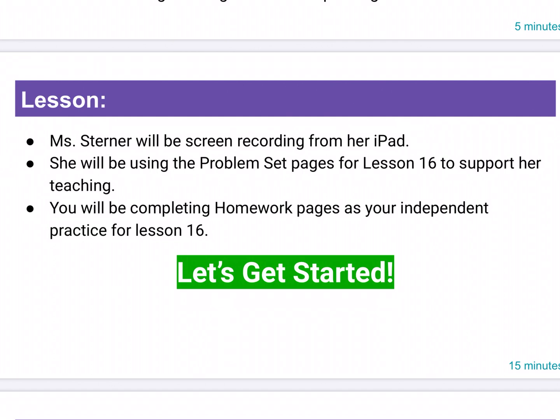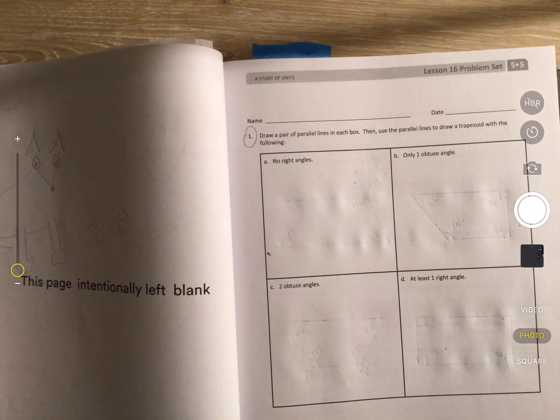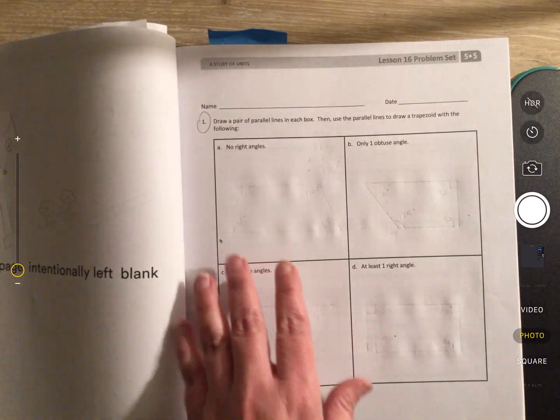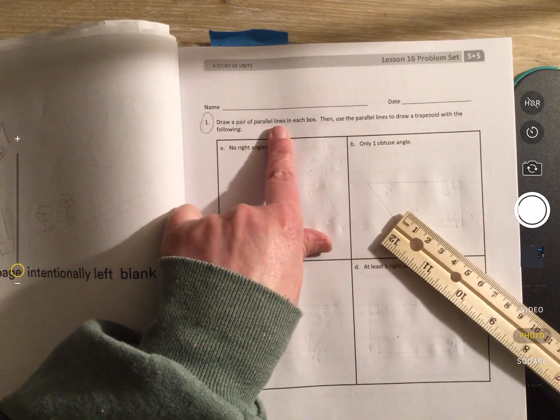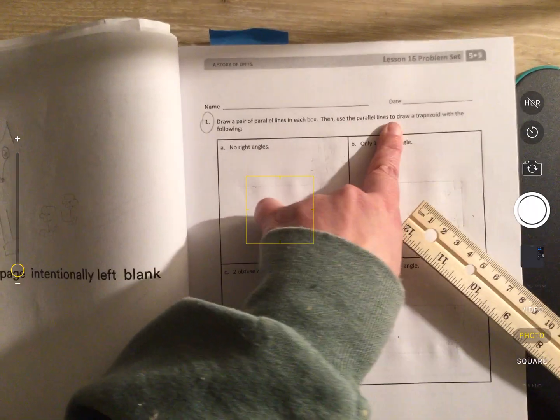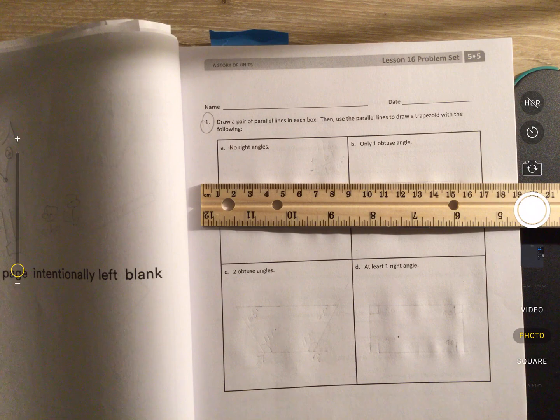Okay, so I have my math book, and we'll go to the camera. Okay, so first of all, it tells me that I need to draw a pair of parallel lines in each box, then use the parallel lines to draw a trapezoid with the following. So this one says no right angles. So you can take a break there for just a minute.